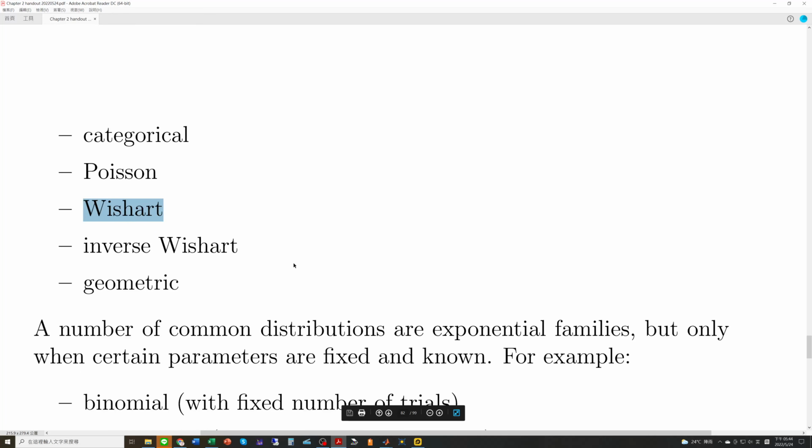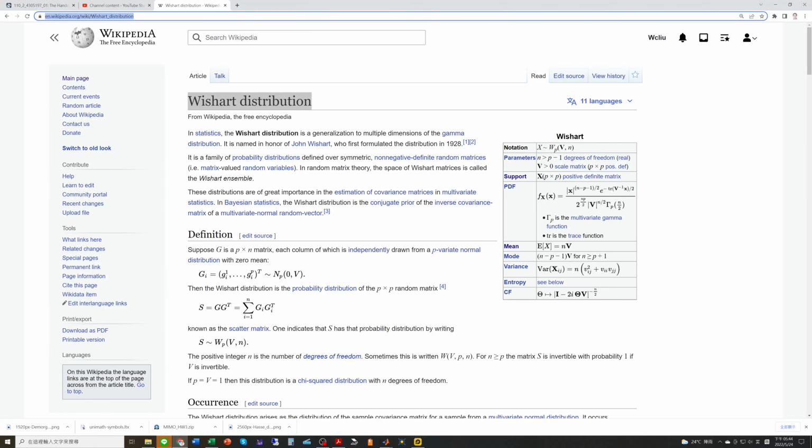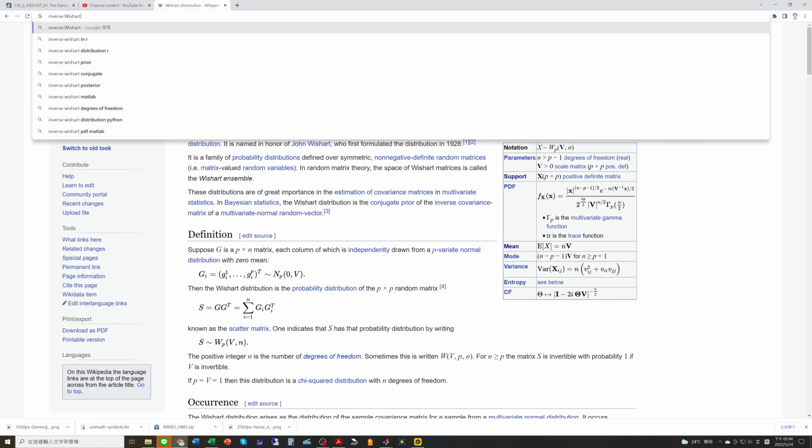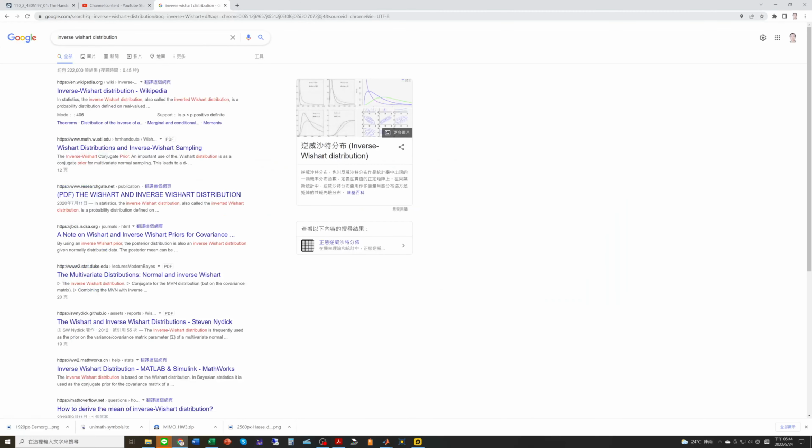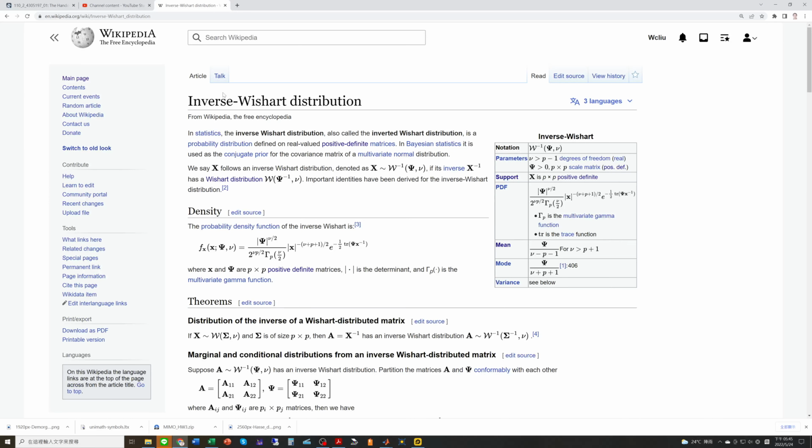Okay, let us go back to the handout. And the next one is the inverse Wishart. Okay, what is the inverse Wishart distribution? Again, I do not put the introduction to the inverse Wishart distribution in the handout. However, if you want to know more, I recommend you to read the inverse Wishart distribution article in the Wikipedia. Please read the English Wikipedia.